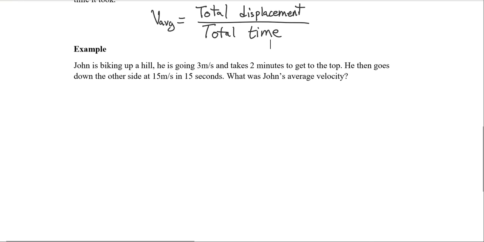So let's take a look at John, who's biking up this hill. He is going 3 meters per second, and it takes 2 minutes to get to the top. Then he goes down the other side, and it happens in 15 seconds. What was John's average velocity?